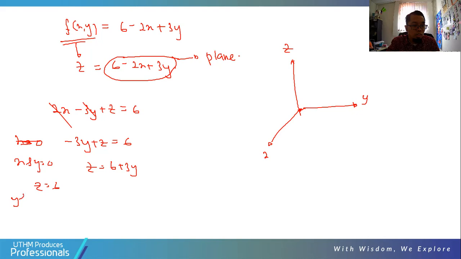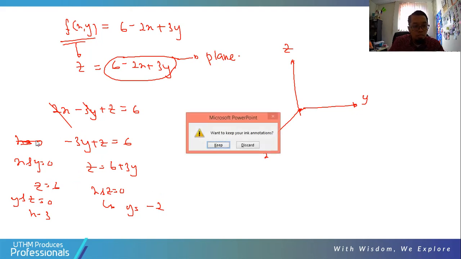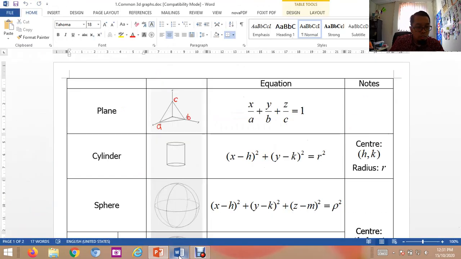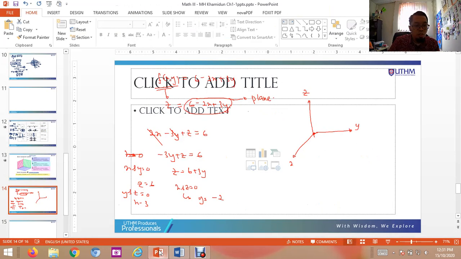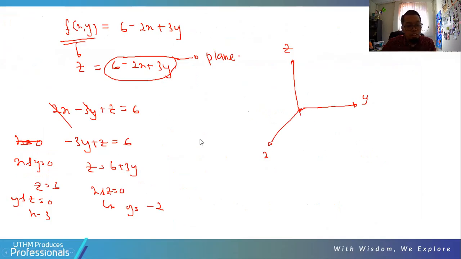So when y and z equal to 0, x equals 6 divided by 2, which is 3. So x equal to 3. When x and z equal to 0, you get y equal to negative 2. Okay, this is the first, simple way you can sketch the 3D. Or you can look back to the graph. You see the plane has the form x over a plus y over b plus z over c equal to 1, so you can rearrange in this form.